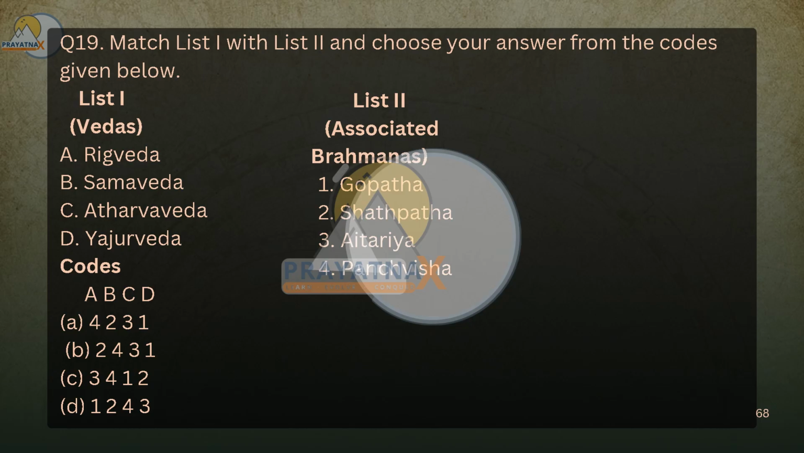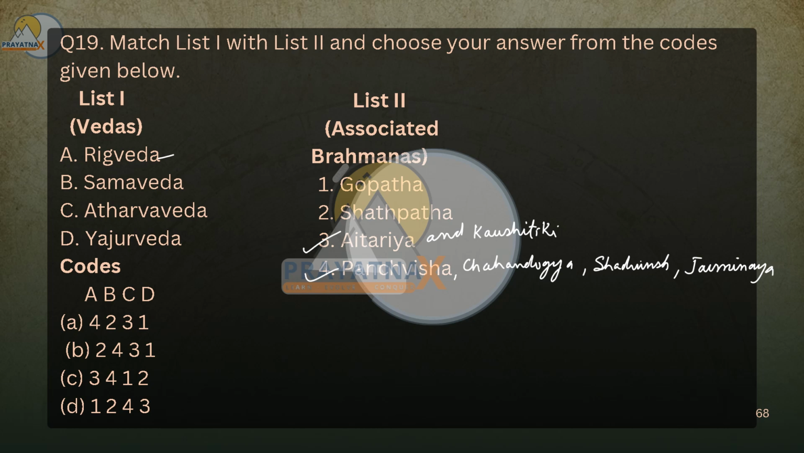Now list 1 mentions the Vedas and list 2 the associated Brahmanas. So if we look at the options, let us see, Rigveda is associated with Aitareya Brahmana and Kaushitaki Brahmana, and Samveda is related to the Panchavimsha Brahmana, the Chandogya Brahmana, the Shadvimsha Brahmana, and the Jaiminiya Brahmana.